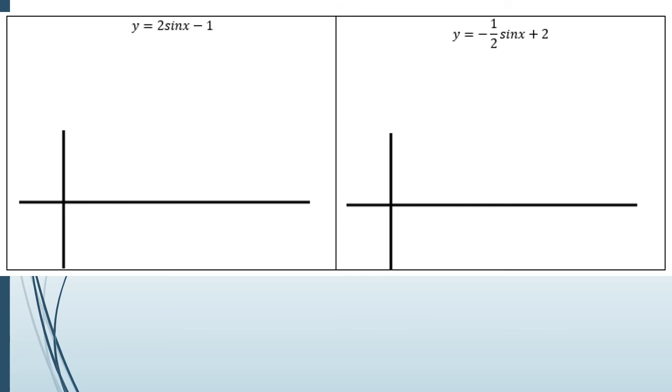Alright, so step 1, we want to find our midline. We're going to get y equals -1. Our amplitude is 2. And this is not reflected because that's a positive number. So now we're going to graph that midline. So we're at 0, we're going to go down to -1. And there's our midline.